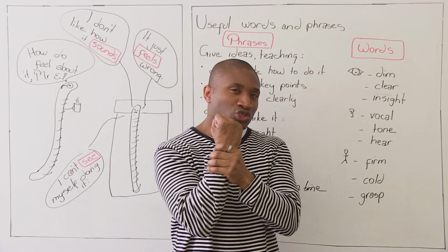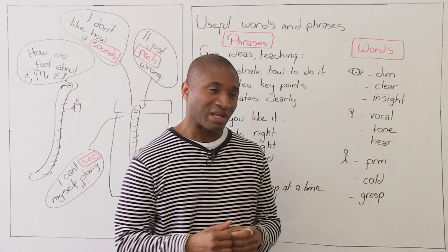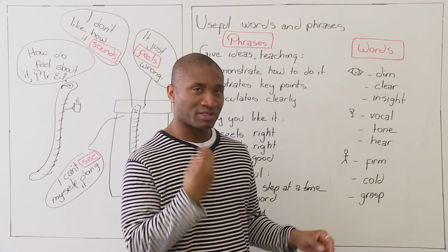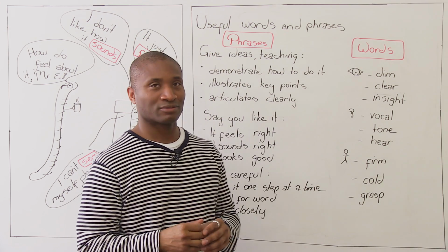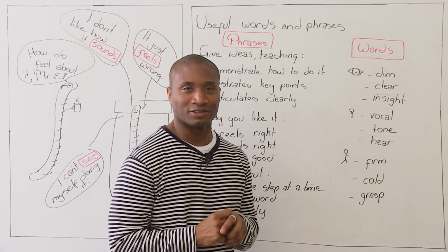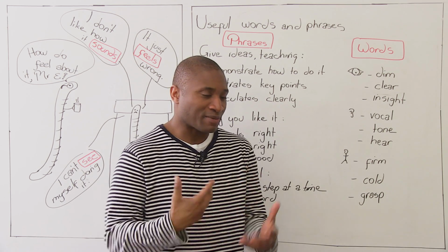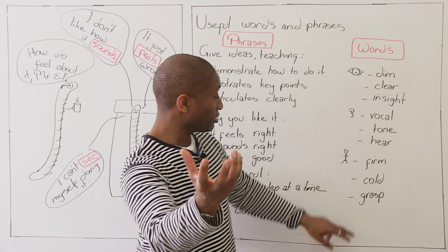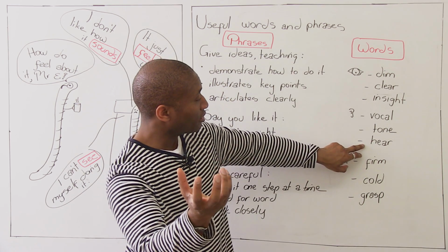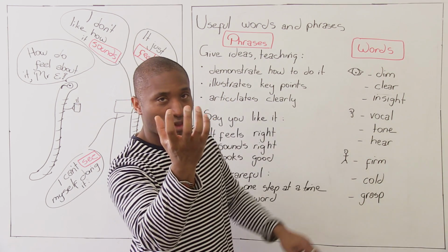Firm. Firm means strong or a good hold. When I have a firm understanding, it means I really understand it, a good understanding. All right? Cold. He's just cold. I mean, they're not nice. They're not receptive. They're not friendly. Okay? And grasp is to understand. See, we have grasp here, here, and insight, and they're all about understanding.